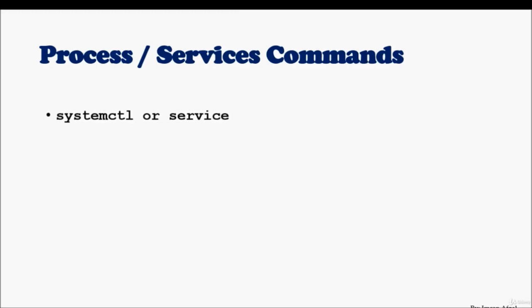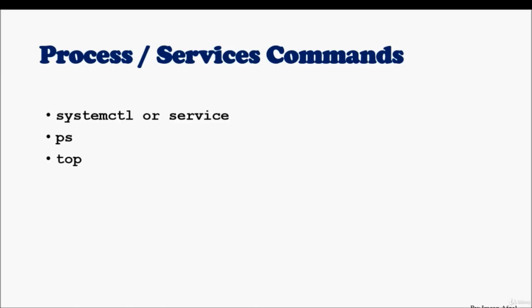In process and service commands, the first command is systemctl. This command is now used in Red Hat 7 and it is replacing the old command that was used in earlier versions of Red Hat or CentOS, which is service. Service is now being replaced with the newer command systemctl. Then we have the ps command. This command allows you to see what processes are running in your Linux system. You could use different options with it to find out exactly the process that you are looking for.